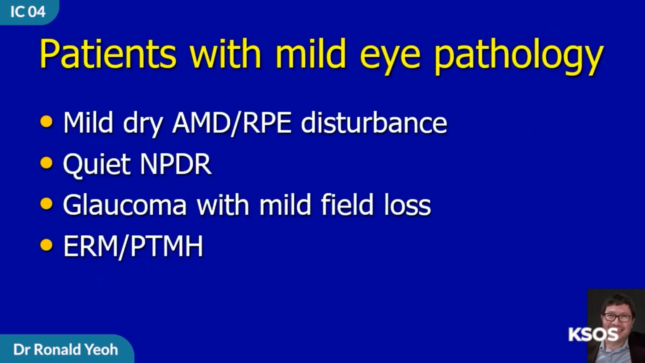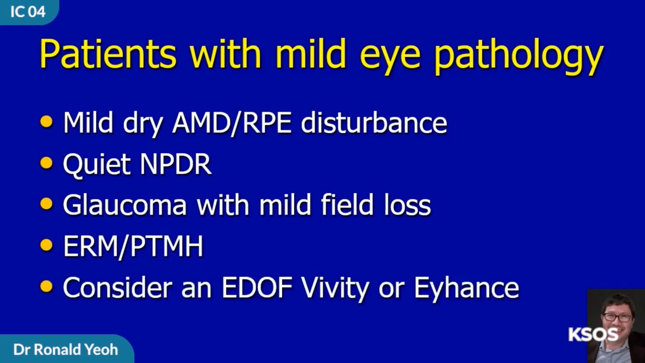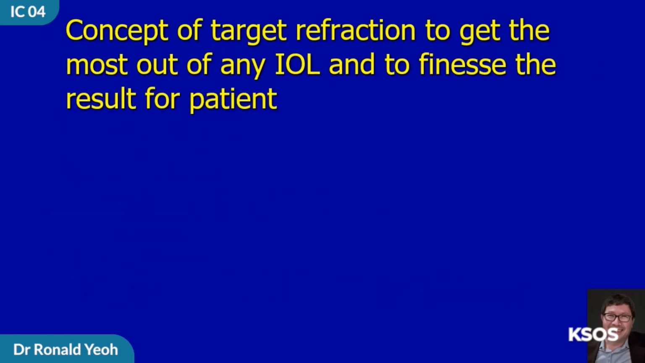We mustn't forget that patients with mild eye pathology can also benefit from presbyopia correction. And these would be patients with mild dry AMD or RPE disturbance, quiet, controlled, non-proliferative diabetic eye disease, glaucoma with mild field loss, and some patients with ERMs or partial thickness macular holes. In these, I would consider either an Eyhance or a Vivity, and they will get a little bit of intermediate vision, which they can be quite happy with.